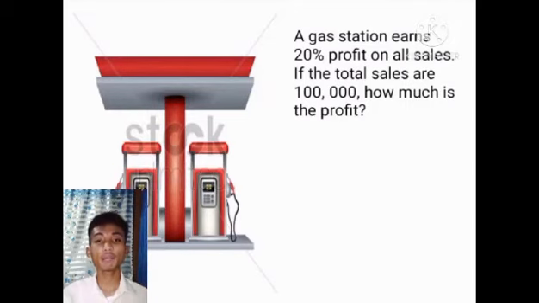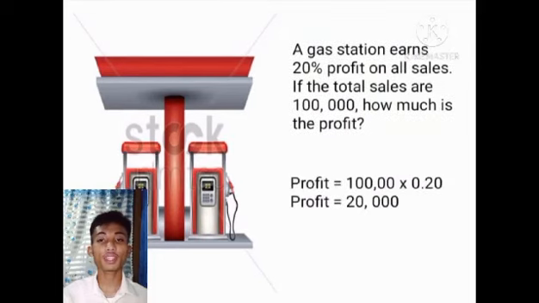So here in the Philippines, the estimated daily sales of a gasoline station is 100,000 and they earn 20 pesos for every 100 pesos amount of gasoline or kerosene. So how much is their profit? Computing the profit, we will multiply 100,000 and 20% in decimal. Profit is equal to 20,000. So 20,000 is the amount that a gasoline station earns every day.